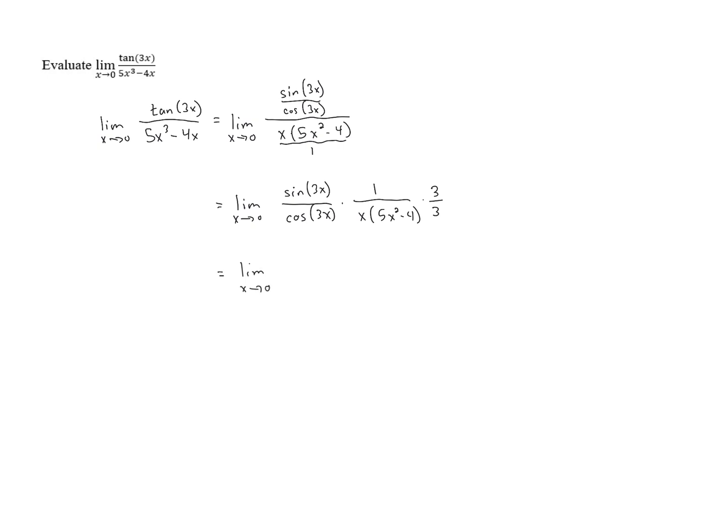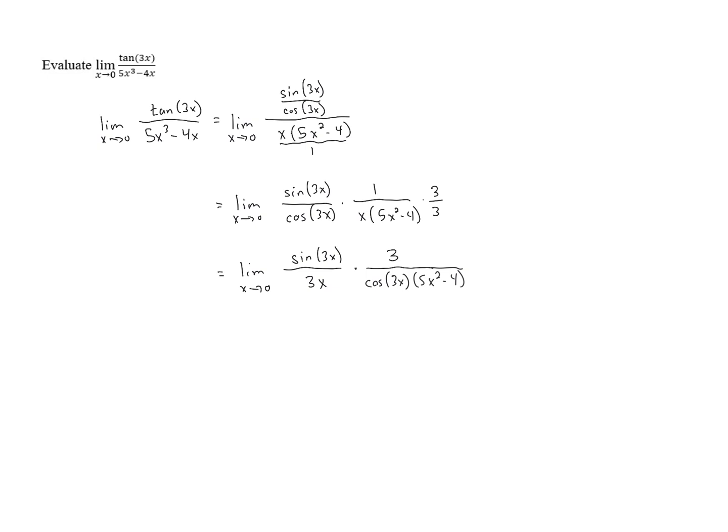So we've got the limit as x approaches 0 of sine of 3x over 3x times whatever's left over after we pull out the sine of 3x and the 3x. In the numerator, when we pull out the sine of 3x, we're left with 1 times 3, which is 3. And then in the denominator, when we pull out the 3 and the x, we're left with the cosine and that other binomial. So we're going to have cosine of 3x times 5x squared minus 4.